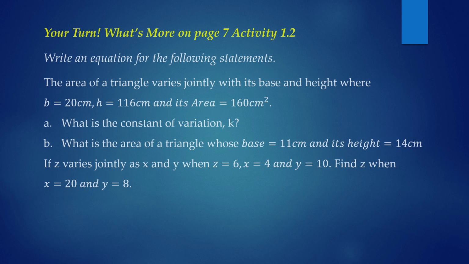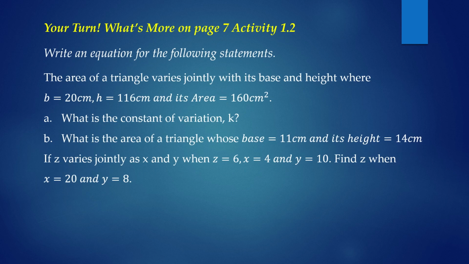The second activity you will answer is activity 1.2 on page 7. Write an equation for the following statements. Then solve for the missing variables or quantities. Answer only number 1 and number 2. So number 1, answer A and B. So number 2, find Z and the value of K. Okay, just follow the flow of answering the examples.